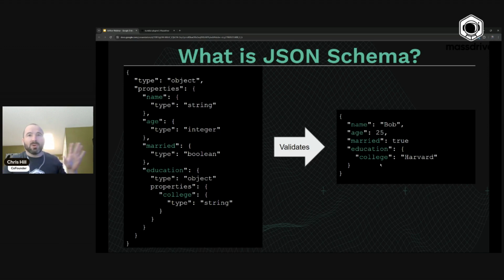Now, I want to be clear, the order here doesn't matter. JSON is inherently unordered, and so it's just a coincidence that I wrote out these properties and they're in the same order on the left and the right. So order doesn't matter at all, but what is missing from this is the actual validation of the fields.